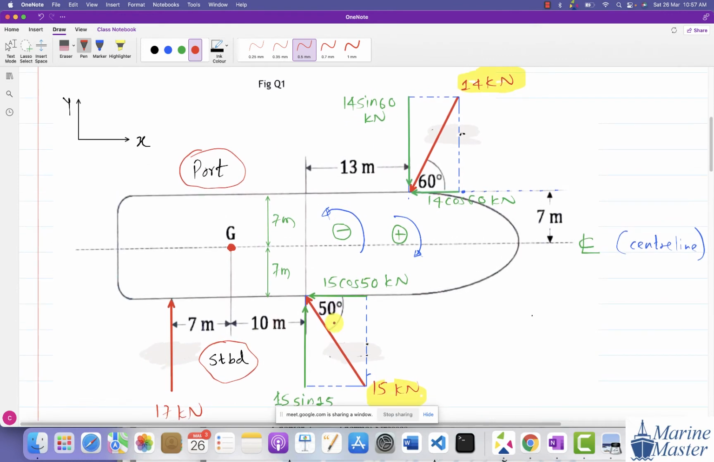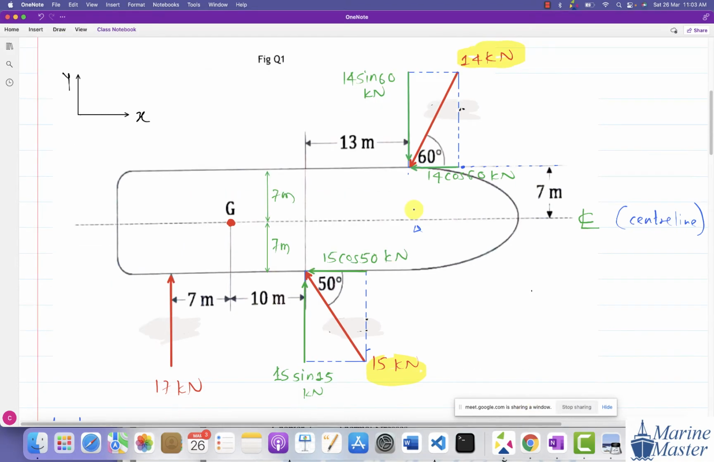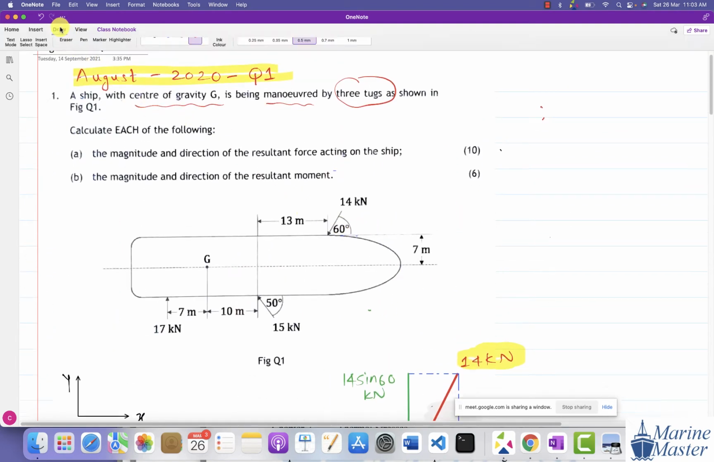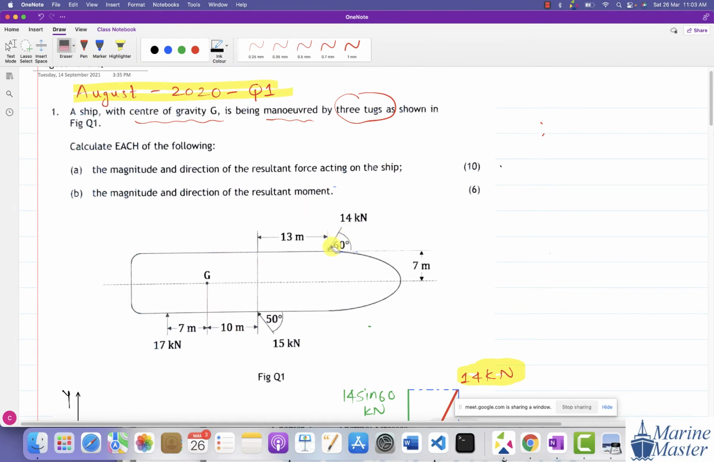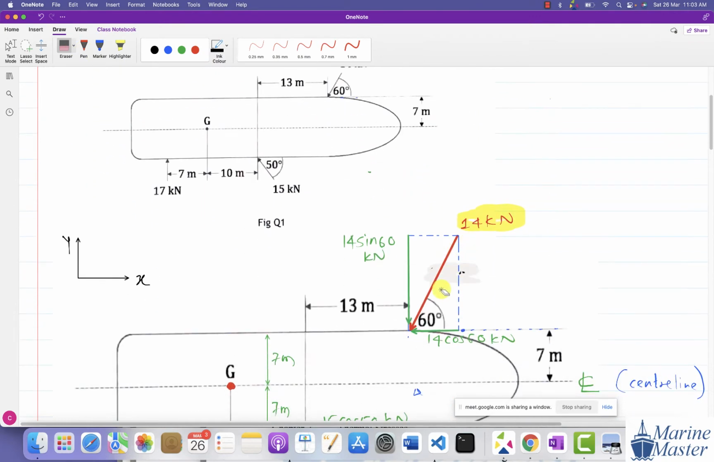If you observe carefully, just have a look at this drawing. Observe this drawing carefully. I'm going to explain this drawing to you. What did we do in this drawing? Here we have this 14 kilonewton.